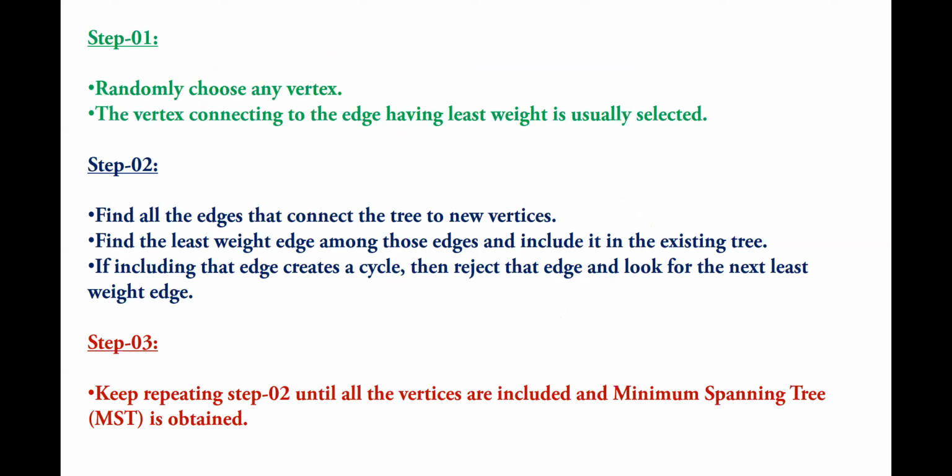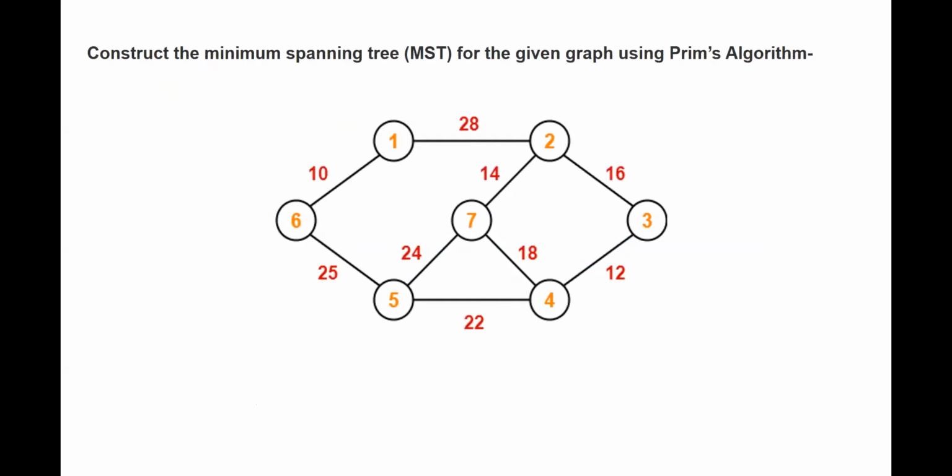Then while including, point number 3 in step 2: if that edge creates a cycle, then I must not include it. I must reject that edge and look for the next least edge. In this case, if I include the 6 to 1 edge, it will not create any loop or cycle, so I can consider that edge.